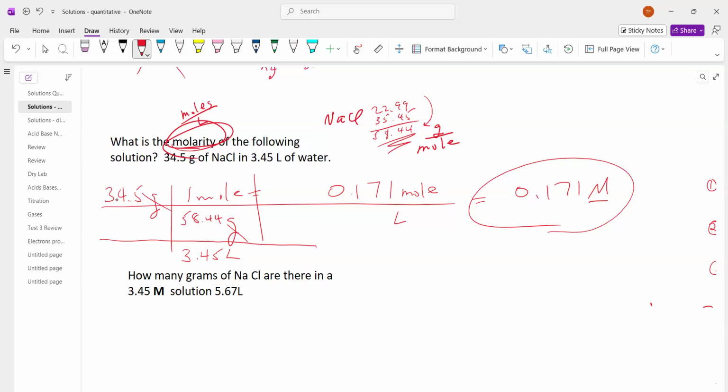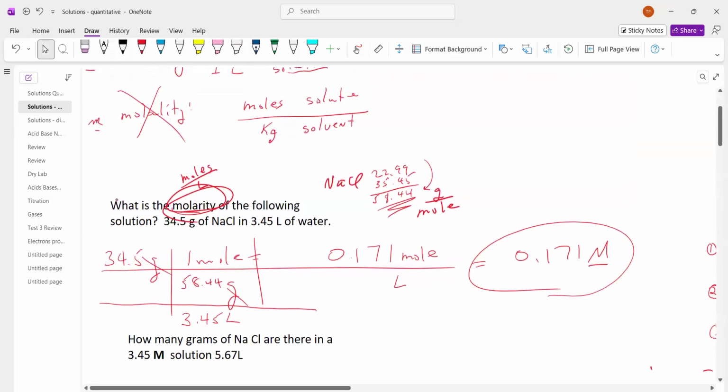Okay, so let's look at another problem. How many grams of sodium chloride are there in 3.45 molarity solution with a volume of 5.67 liters? Okay, so I want to go back to simple algebra.